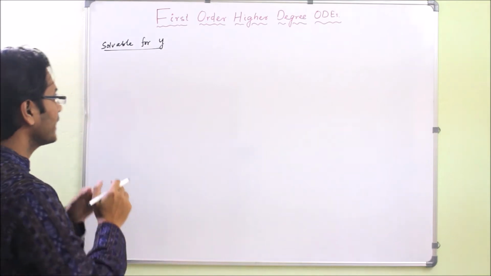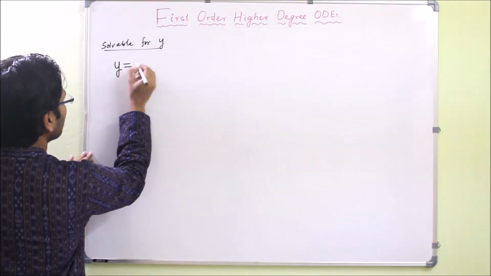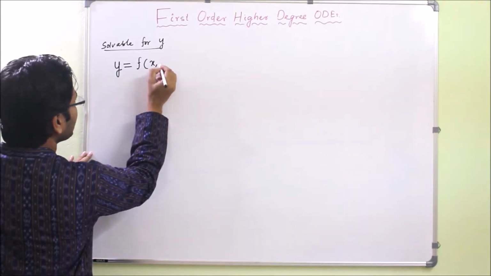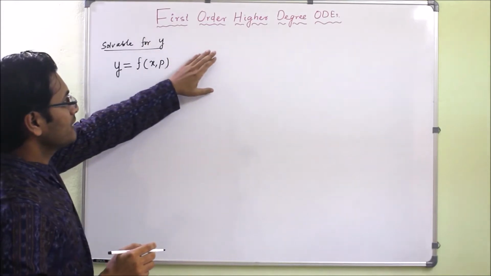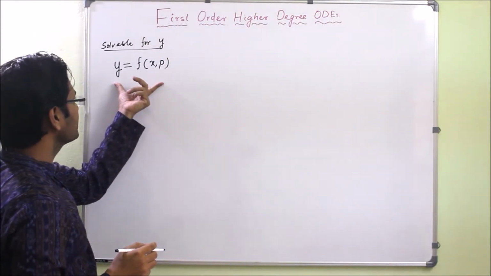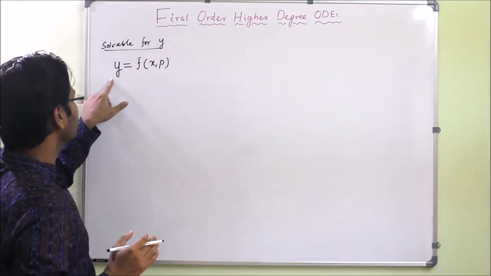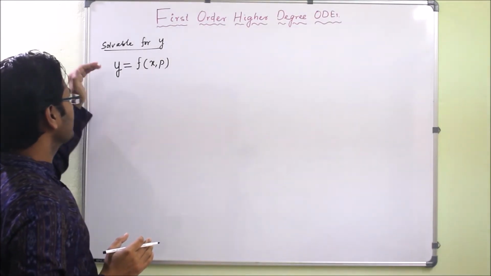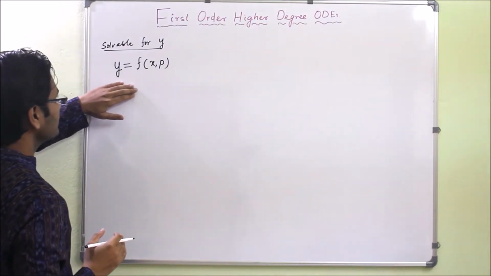So we have to see that when the equation will be in this form, y equal to function of x comma p. So I have to see the differential equation. If it is in this form, then fine. Otherwise we have to convert it in this way. If it is convertible, then we can apply. So after getting this, what is the point?